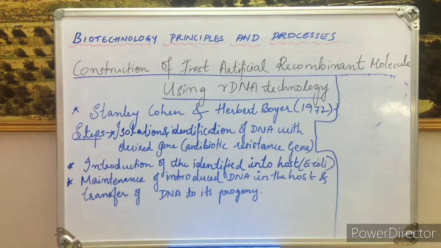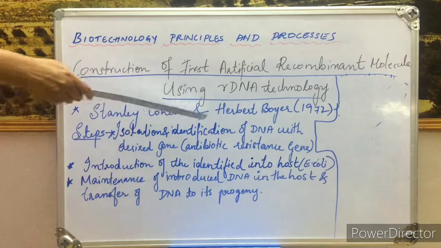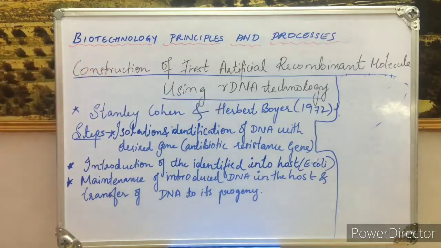The first artificial recombinant molecule was constructed by the scientists Stanley Cohen and Herbert Boyer in the year 1972. So what did they do? While constructing the artificial recombinant DNA molecule, they linked the antibiotic resistance gene to the native plasmid of Salmonella typhimurium. It's a bacteria.